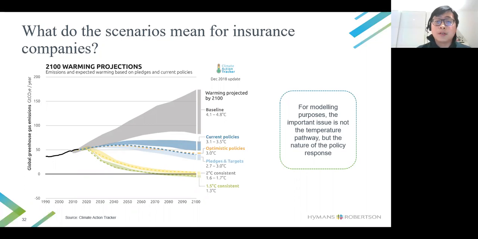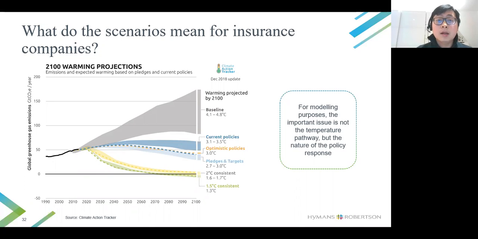Now, a key driver affecting how our temperature changes over time is the nature of policy response that we experience. And this is how we've approached scenario analysis. We've shown on this slide a chart from Climate Action Tracker, which sets out the level of carbon emissions and projected warming based on the different levels of policies implemented by governments. So this helps put into context that it's policies and responses from the different parties that will be the key driver of how our climate will look in the future.